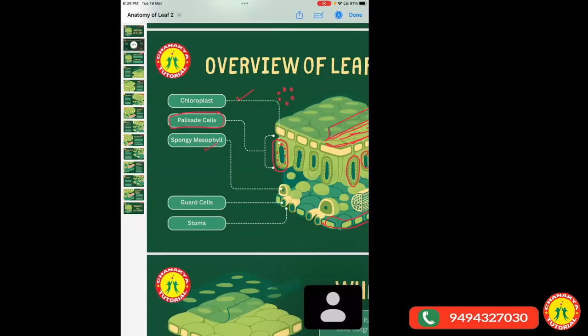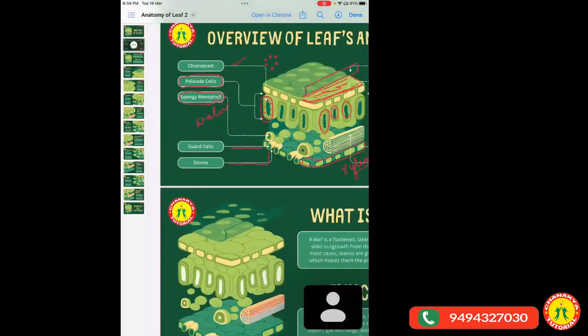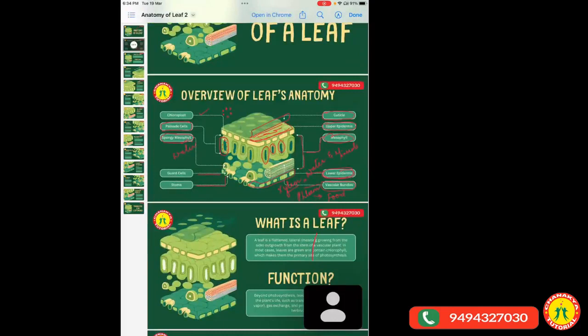Then the mesophyll cells, sometimes what happens, they get bulge in nature. So that time they are called the spongy mesophyll cells. And they bulge due to the presence of water. So due to the over presence of water, what happens? They get bulged out. Then they will have the guard cells also, and they will have the stomata also. So these are the various parts which are present in the internal structure of a leaf. So chloroplast will be there in the palisade cells.